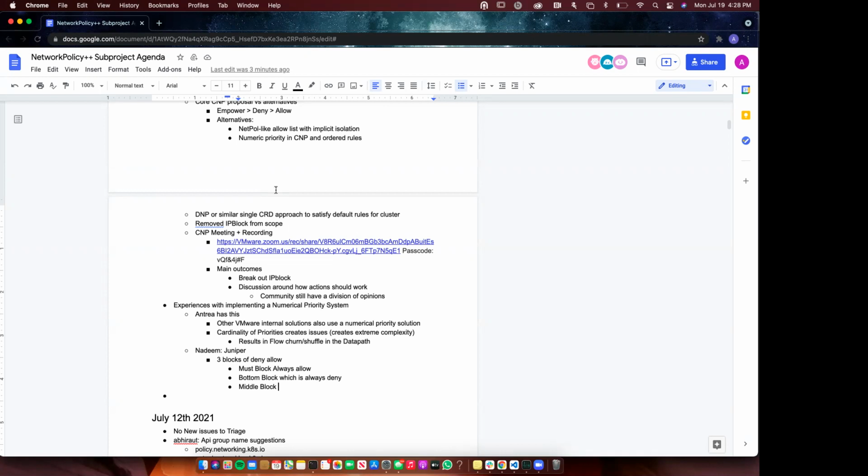If you look at deny and allow, you are assuming that all your denies are equivalent. So they can be in any order, and all your allows are equivalent. They can be in any order. So you're sort of avoiding the issue by just defining your policies as all denies are equal and all allows are equal, and all denies are higher priority than all allows.